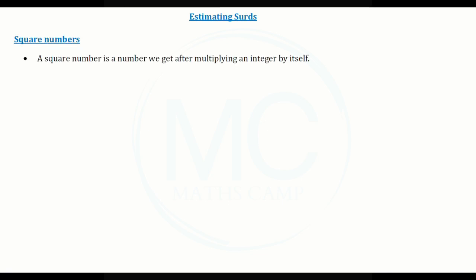Hi, in this video, we are going to look at how we go about estimating surds. But before we do this, I'd quickly like to brush up on squared and cubed numbers and their respective roots. A squared number is the number we get after multiplying a number by itself.